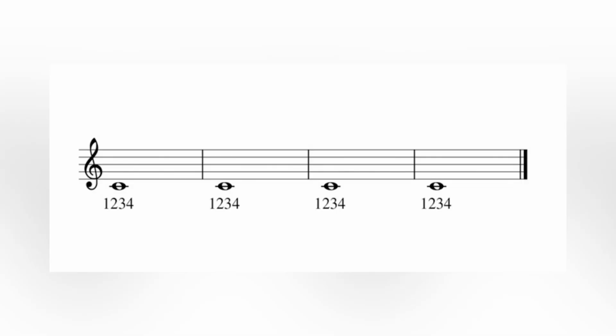And we count it like this. 1, 2, 3, 4. Do it with me. 1, 2, 3, 4. For one semibreve or one whole note. So if we had 4 whole notes, then this is how we would count that. For the first whole note, 1, 2, 3, 4. For the second one, 1, 2, 3, 4. For the third one, 1, 2, 3, 4. And for the fourth one, 1, 2, 3, 4.